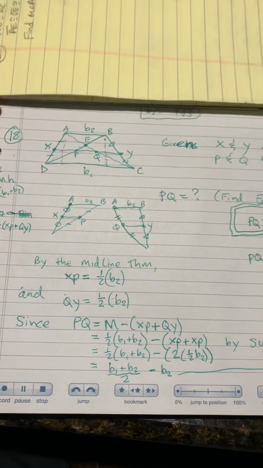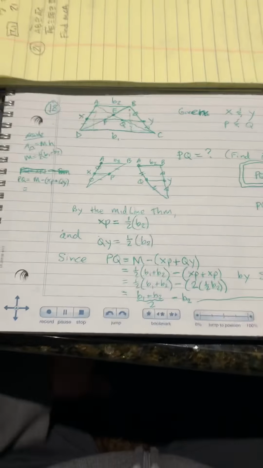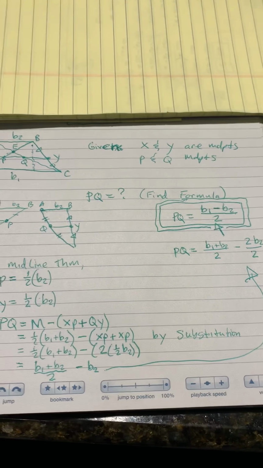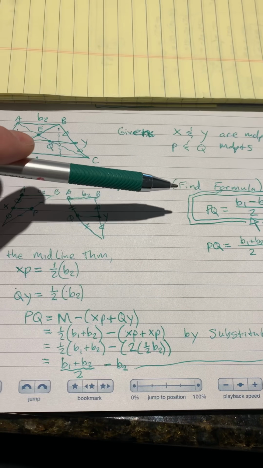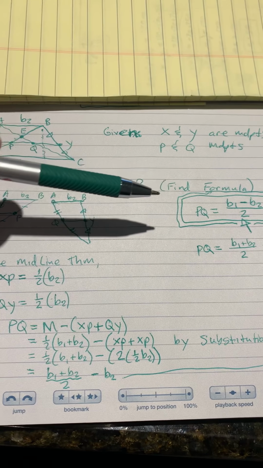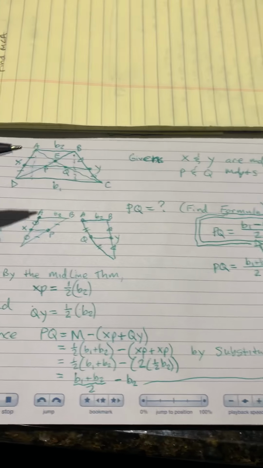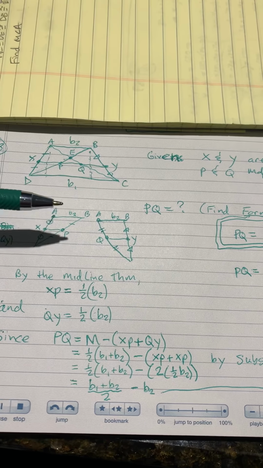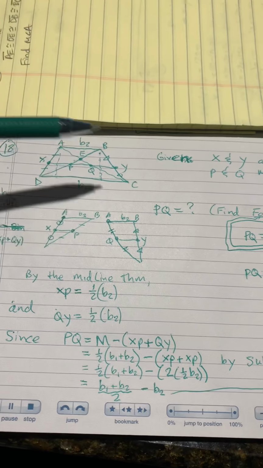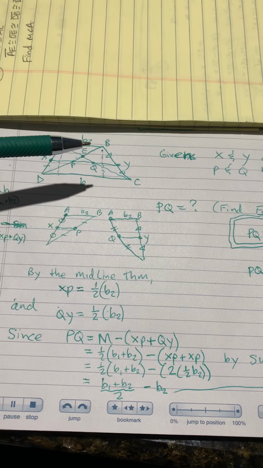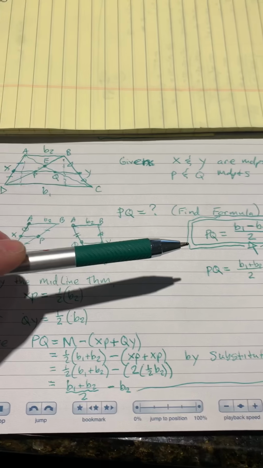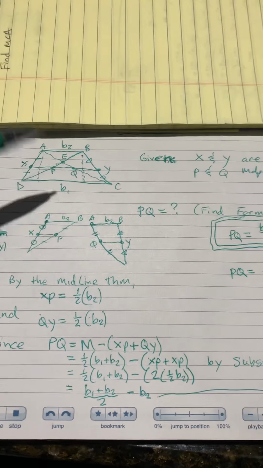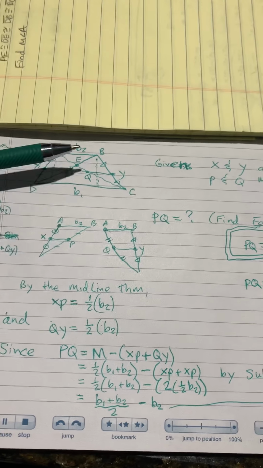18. Let's go ahead and get rid of all that other stuff. 18. So they asked you to find the formula for PQ. Sometimes the questions will ask you to find a formula. What they mean is, I'm not going to give you any values. You don't need to find any values, but you need to use the variables that you have here, like B2, B1, and you need to come up with some formula using some other formula that you already know.